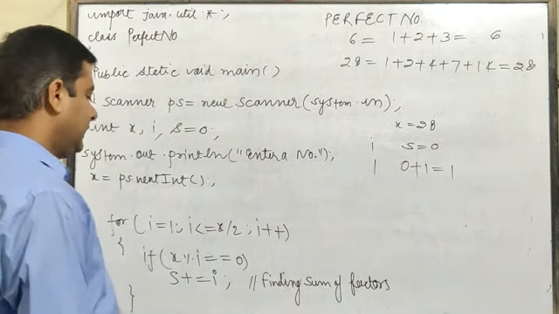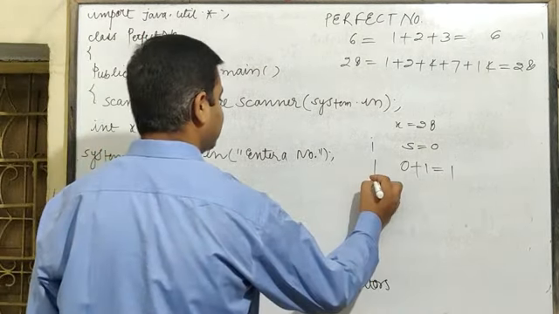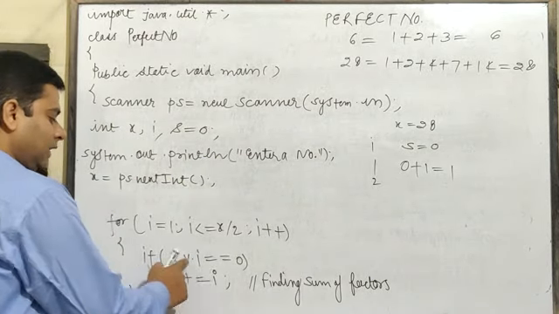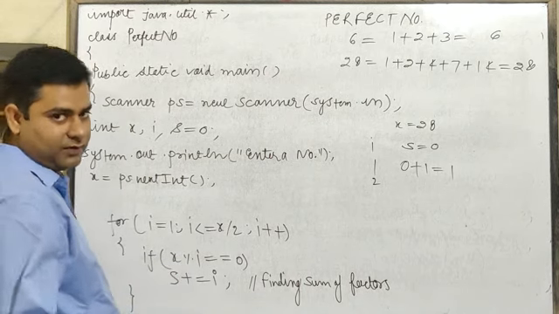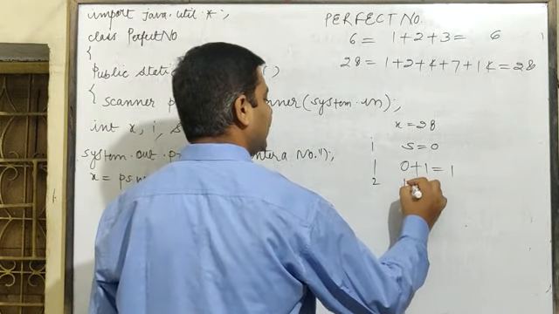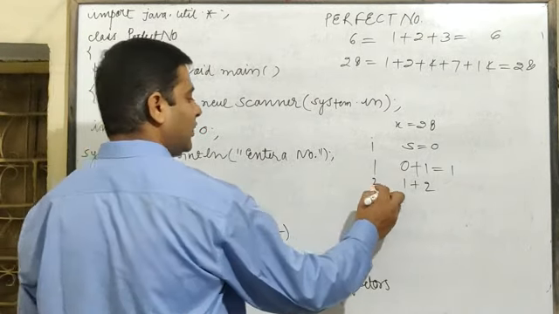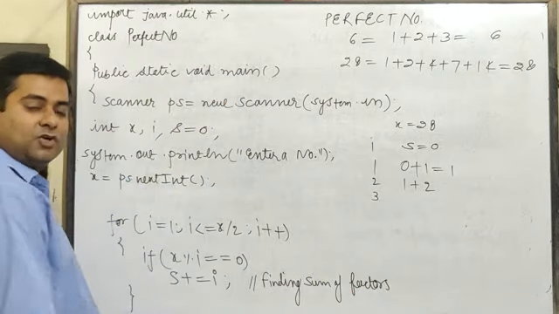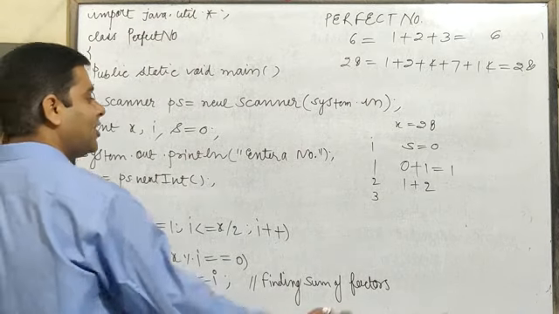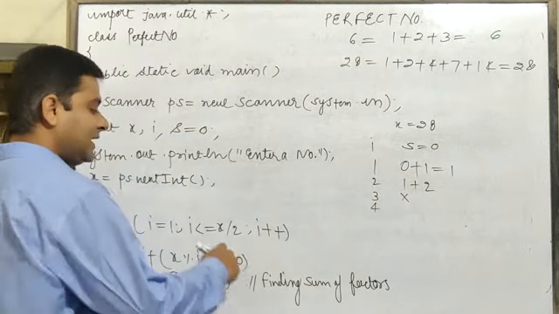Now I plus plus will come, the update expression. So the value of I will be 2. 2 is less than or equal to 14. Yes. 28 modulus 2 equals 0. Yes. So 2 will be added in s. Last time the value of s was 1, so it will be 1 plus 2. Then I plus plus, the value of I was 2, now it will be 3. 3 is less than or equal to 14. Yes. 28 modulus 3 is not 0, so the condition is false. It will not be added. Then I plus plus, the value of I will be 4, which is less than or equal to 14.